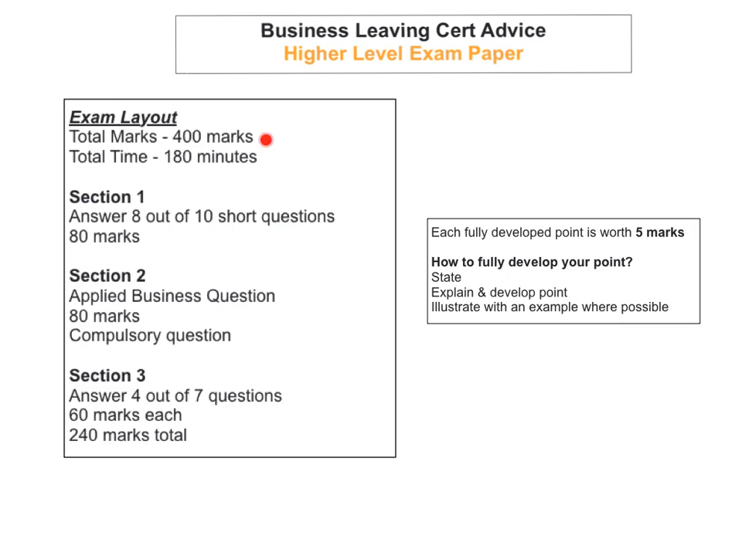So that shows you a short breakdown of the higher level business exam paper layout. You've got 3 sections, section 1, 2, and 3. First one, you're going to answer all the short questions. Second one, you're going to do the ABQ, it's a compulsory question. And then the last section, section 3, you've got 7 questions, and you've got to answer 4.